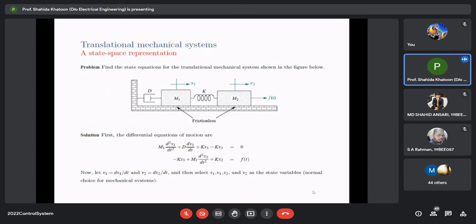So here is another system for which you can draw the differential equation. You can write the differential equation. I want you to write it yourself.